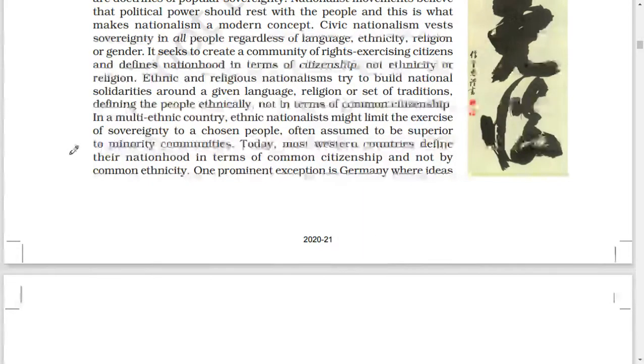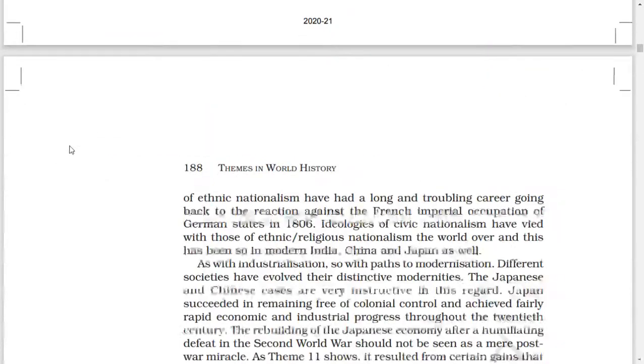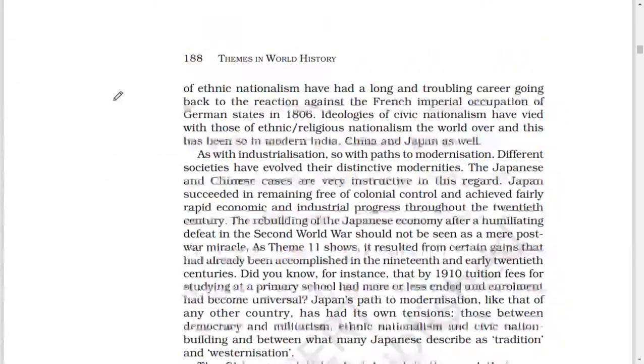Today, most Western countries define their nationhood in terms of common citizenship and not by common ethnicity. One prominent exception is Germany, where ideas of ethnic nationalism have had a long and troubling career going back to the reaction against the French imperial occupation of German states in 1806. Ideologies of civic nationalism have vied with those of ethnic or religious nationalism the world over, and this has been so in modern India, China, and Japan as well.